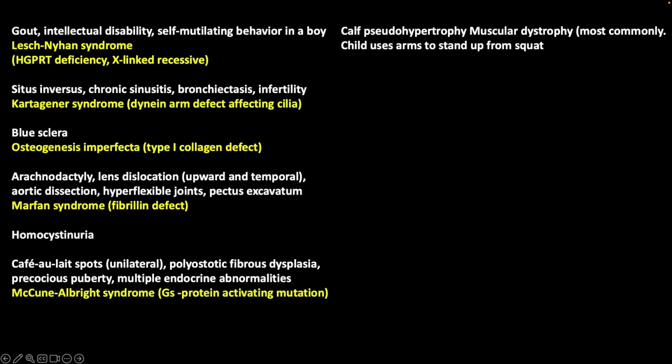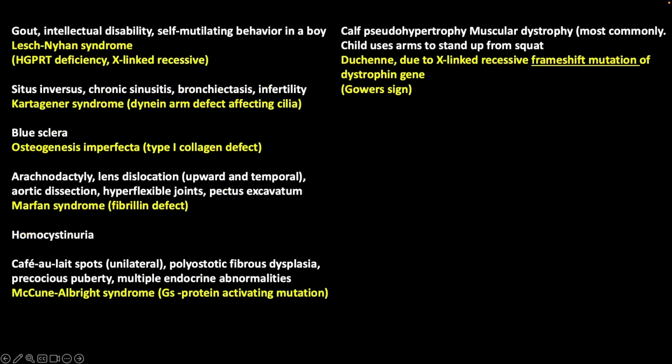Now you see calf pseudohypertrophy, and a child uses arms to stand up from a squat, and it's a muscular dystrophy. This would be Duchenne's, and that's due to a severe X-linked recessive frameshift mutation in the dystrophin gene. And the child using the arms to stand up is Gower's sign.